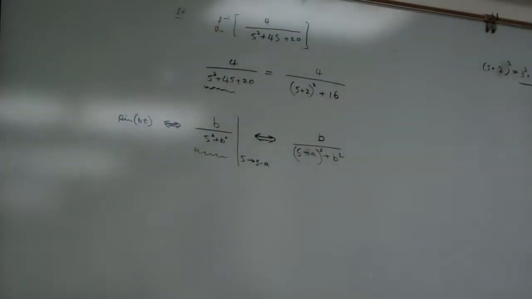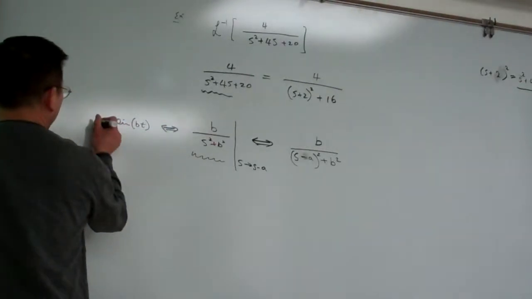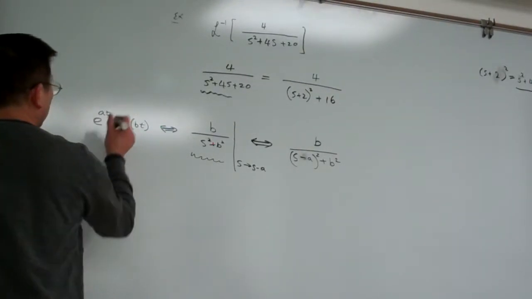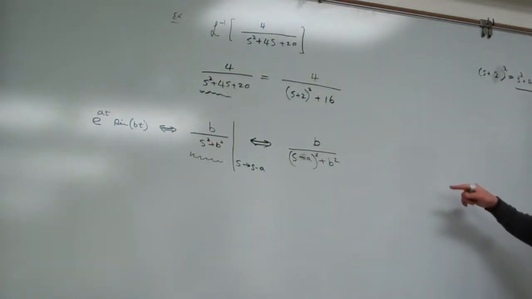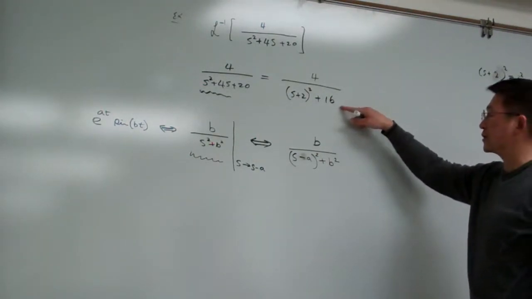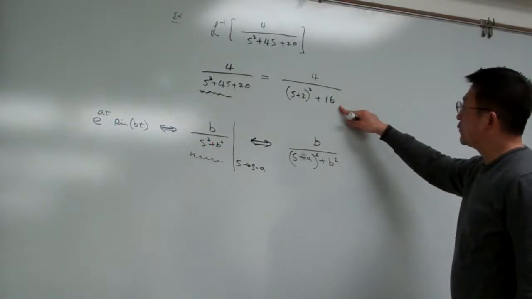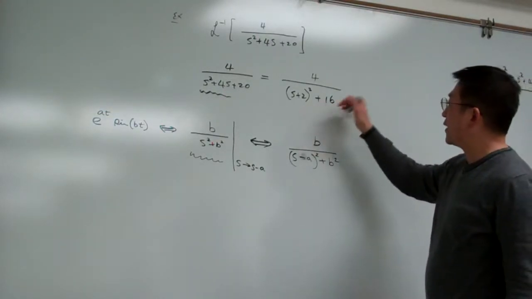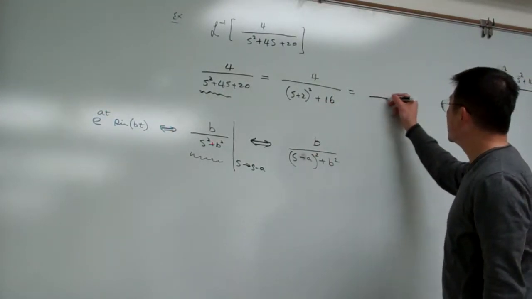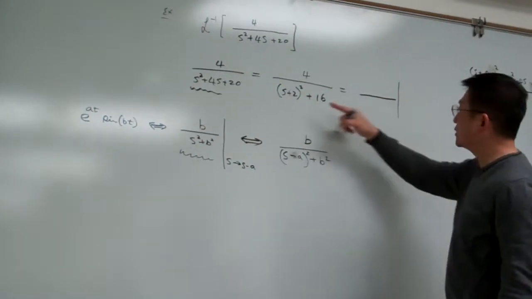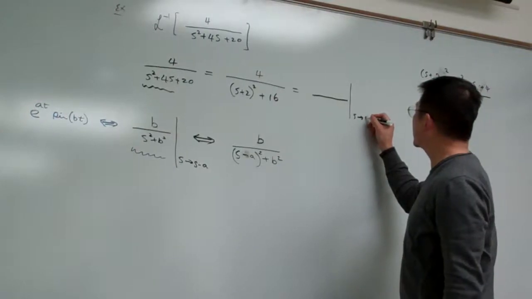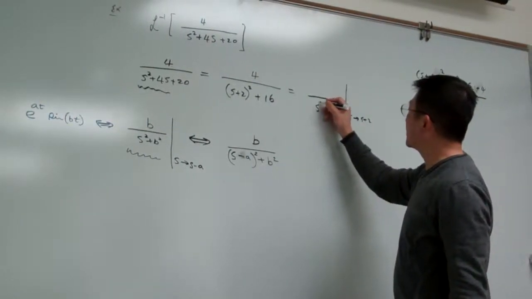With this replacement, we know we have the e to the at multiplied here. So that sequence applies here. From here, you rearrange things. First you identify this one will be equivalent to this. Let us do the replacement first. Here, replace s by s plus 2. So the pattern is like this.